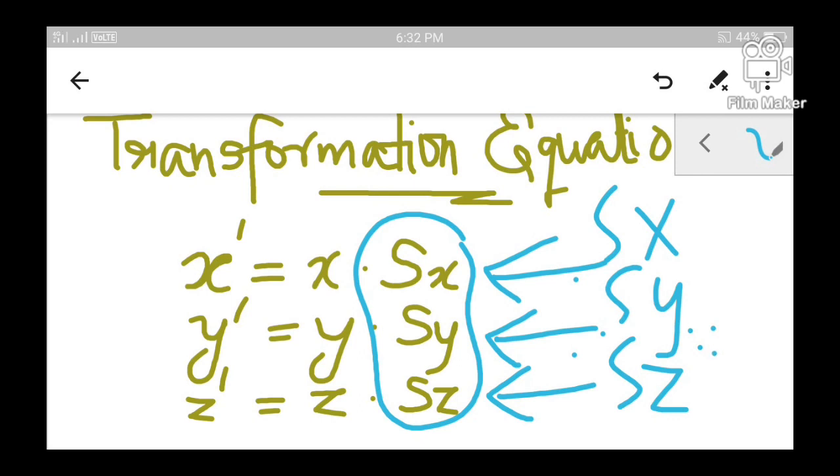Clear? Hope you are clear with the concepts. Uniform scaling demands that the scaling parameters should be equal in their values, and differential scaling demands that all these three values should be different in their value content. Only then can differential scaling be applied.